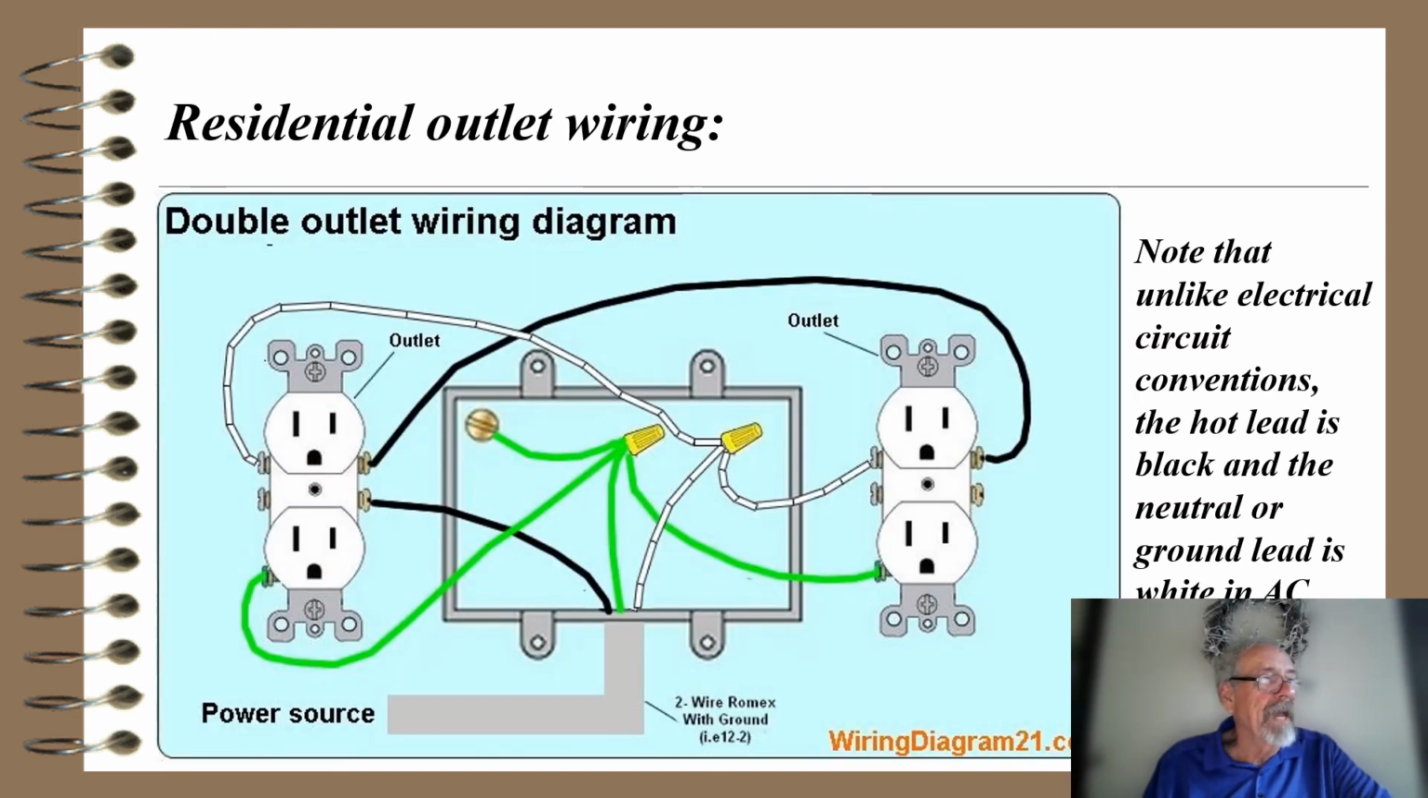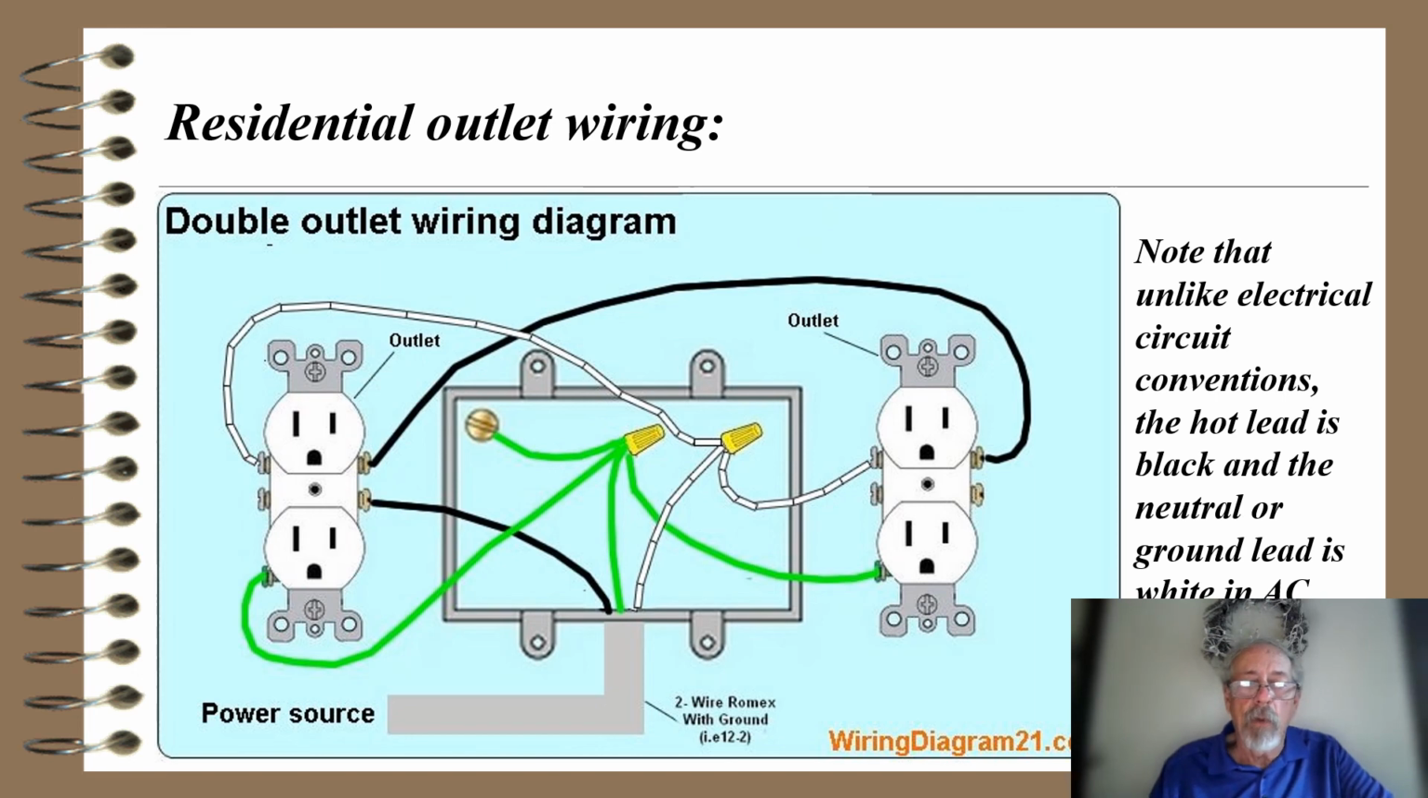So I kind of digress here. Residential outlet wiring. It turns out that we should take a look at this because you might get the wrong impression taking electronics. Note that, unlike electrical circuit conventions, the hot lead is black and the neutral or ground lead is white in AC power wiring. You may know from lab experience that red is positive and black is ground for electronics and for a car. But in your house wiring, residential outlet wiring, this is what it looks like.